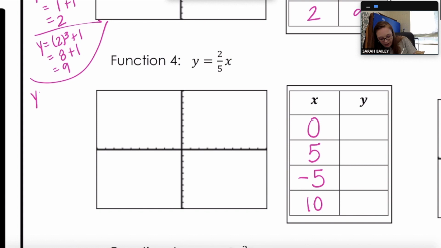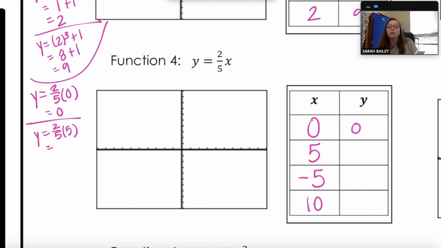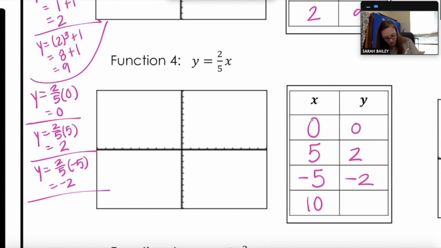So if I do y equals 2/5 times 0, well, that's 0. Then we'll do y equals 2/5 times 5, which would be 2. And you can put this in a calculator also. Then I'm going to do y equals 2/5 times negative 5, so that should be negative 2. And then let's do y equals 2/5 times 10. So that's going to be 4.